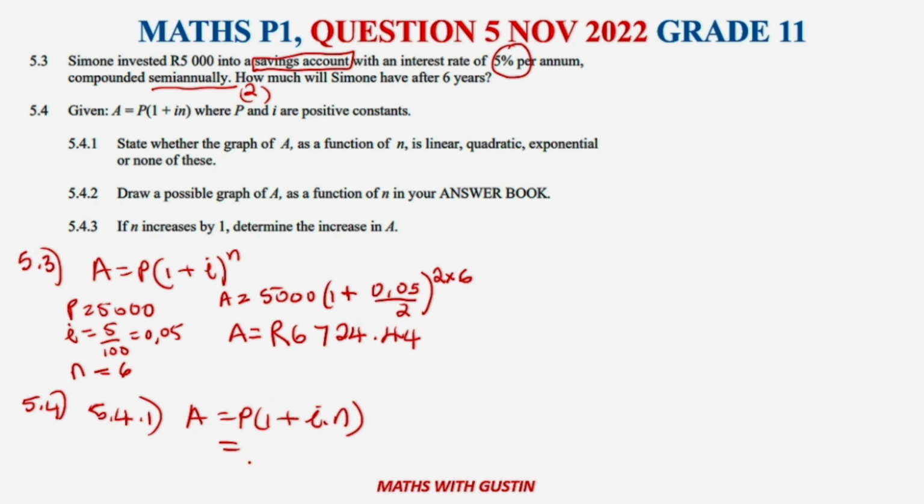Let's remove the bracket there: P times 1 is going to be P, plus P times i times n. Therefore, this is just straightforward. There's no squared, there's no to the power of whatever. So therefore, this leaves us with a linear function, guys. If it was quadratic, it would have a squared something, but there's no squared here. So it's just going to be a linear function. So let's move on to 5.4.2.